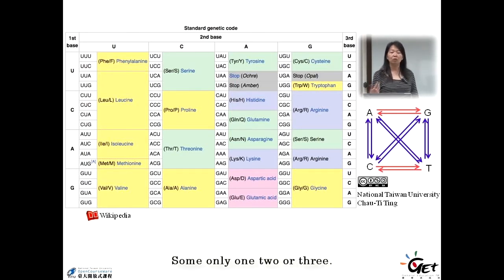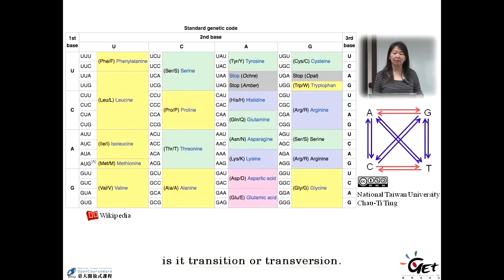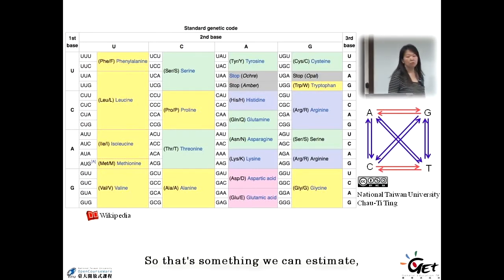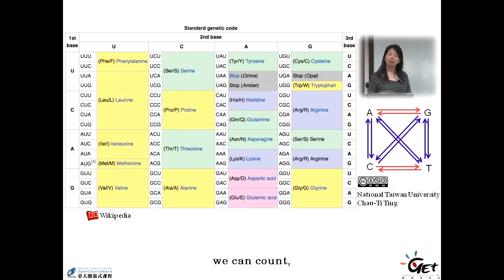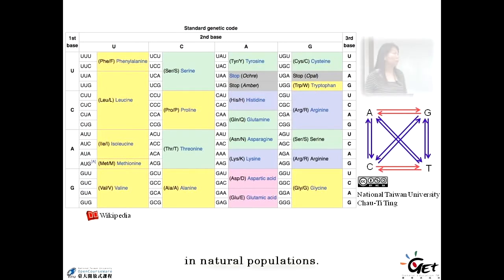Some require only 1, 2, or 3. And you have to further consider whether it is a transition or transversion. So that's something we can estimate or count, and think about how that contributes to the protein sequence differences we observe in natural populations.